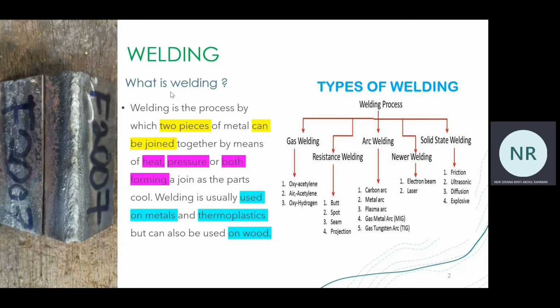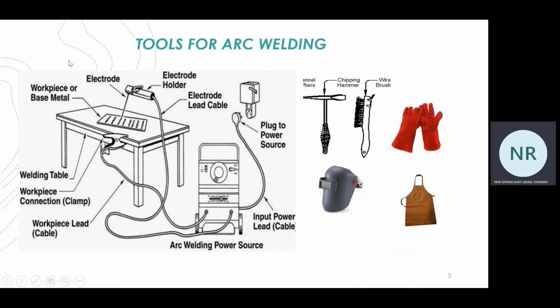So, what is welding? Welding is the process of two pieces of metal can be joined together by heat, pressure and both forming. So, welding is usually used on the metal and thermoplastic, but it also can be used on the wood. So, type of the welding, we have 5 types of the welding, such as gas welding, arc welding and solid stick welding. Then, I introduce the tools of the arc welding, which is we have shaping hammer, wire brush, we have face shape, we have apron, we have glove, and we have the apparatus at the workplace.